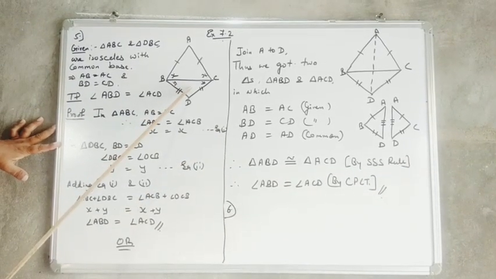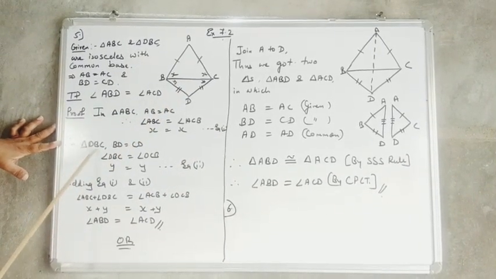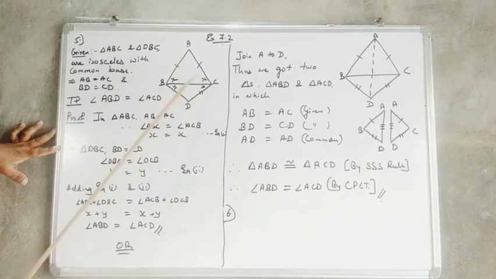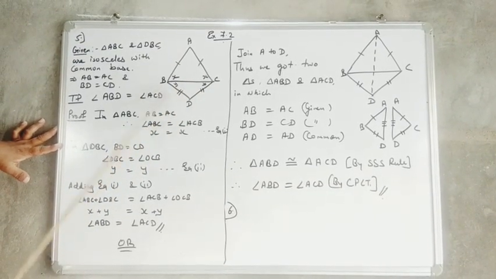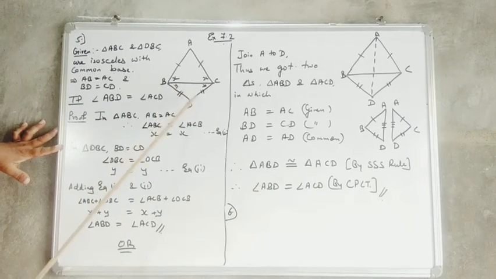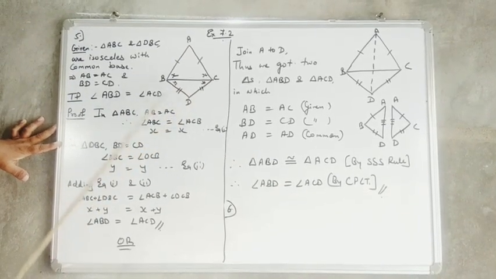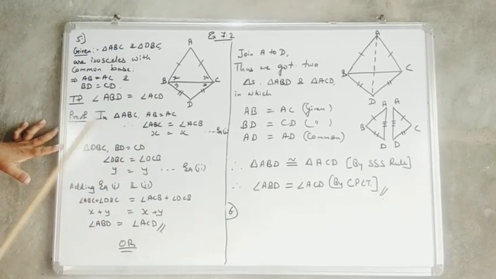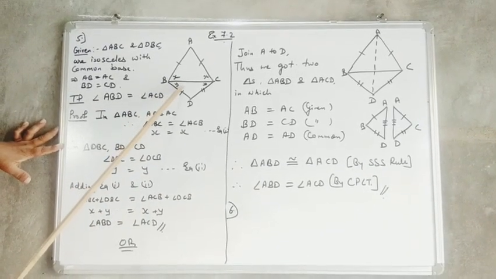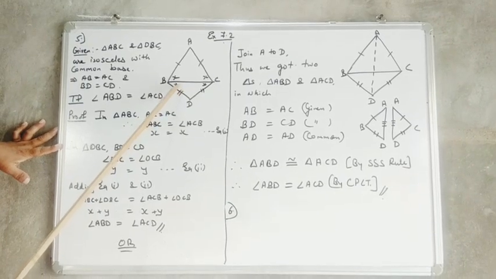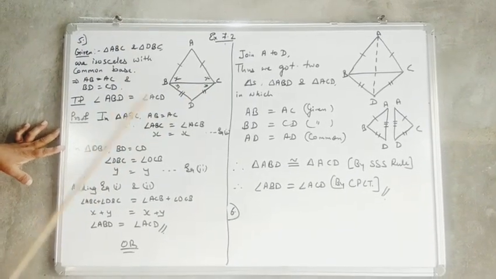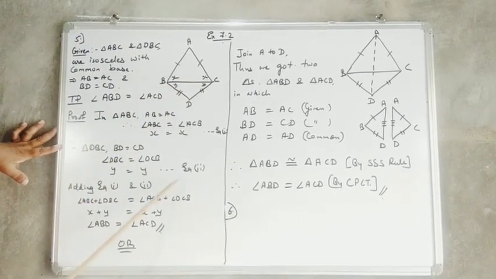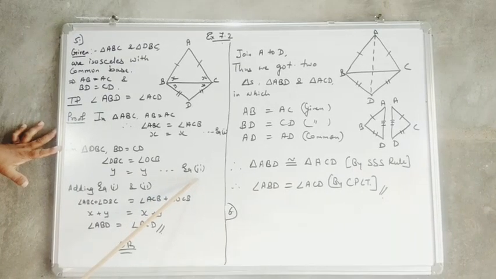Go for the next triangle. In triangle DBC, these two sides are equal, DB and DC. So if these two sides are equal, I can say angles DBC and DCB will also be equal. I have abbreviated it as y. If this is y, this will also be y. So both are y. Keep it as equation number 2.